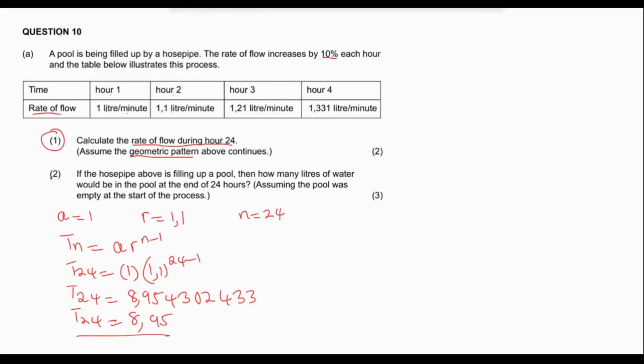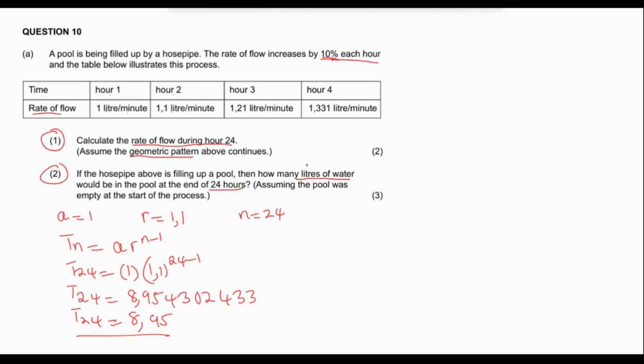Let's do question 10A2. Let's read the information again. A pool is being filled up by a hose pipe. The rate of flow increases by 10% each hour, and the table below illustrates this process. So we have the table there. Then it says if the hose pipe above is filling up a pool, then how many liters of water will be in the pool at the end of 24 hours, assuming the pool was empty at the start of the process.